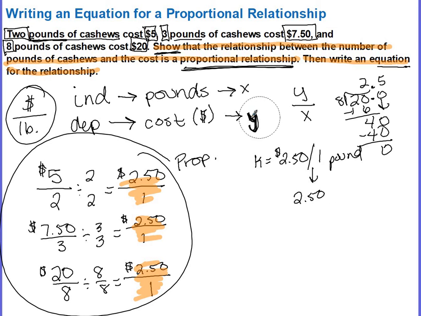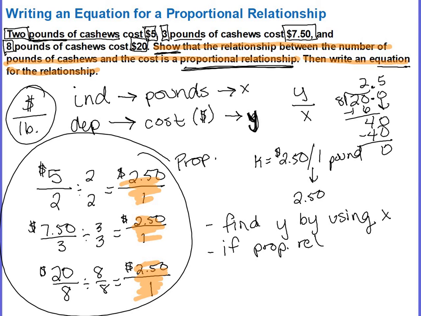So again, we said that y is the dependent variable. So I'm going to find y by using x. So we find y by using x. And if the relationship is proportional, that's a long word to write. So if the relationship is proportional, I can also use the constant of proportionality. And I'm just going to put that as K.